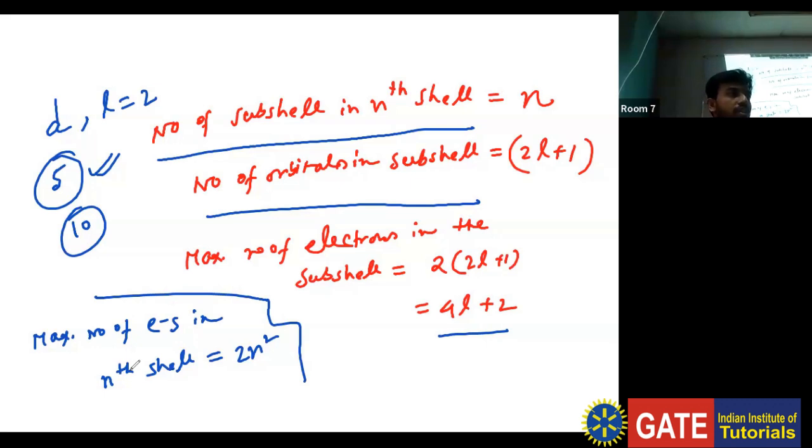Try for p. For p, l is equal to 1. How many orbitals will the subshell have? 3: px, py, pz. How many electrons maximum? 6, since 4 into 1 plus 2 is 6. You can try for s also. l is equal to 0. That means 1 orbital, and it holds a maximum of 2 electrons. Got it? These are the formulas.